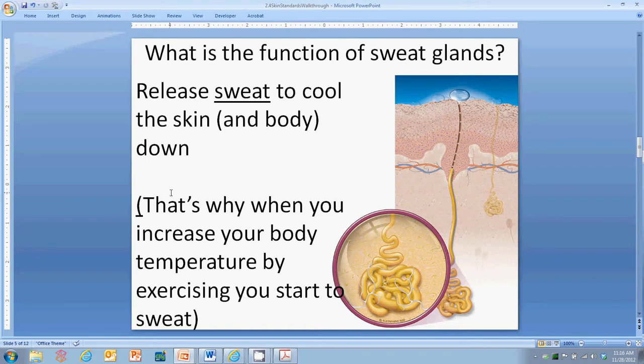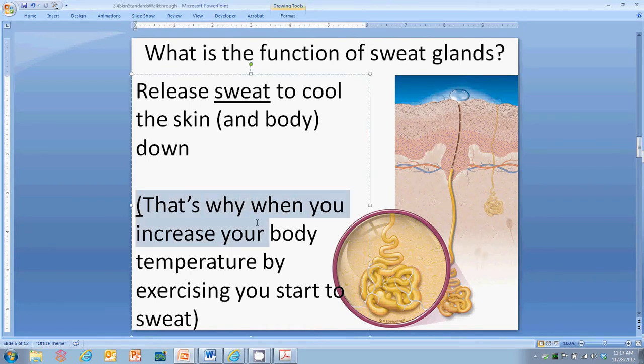That's why when you increase your body temperature by exercising, you start to sweat. You know this just from life experience, right? To cool down, you sweat and it evaporates and you get cold. Their function is to make that sweat and release that liquid out of the skin so you can get cooled down.